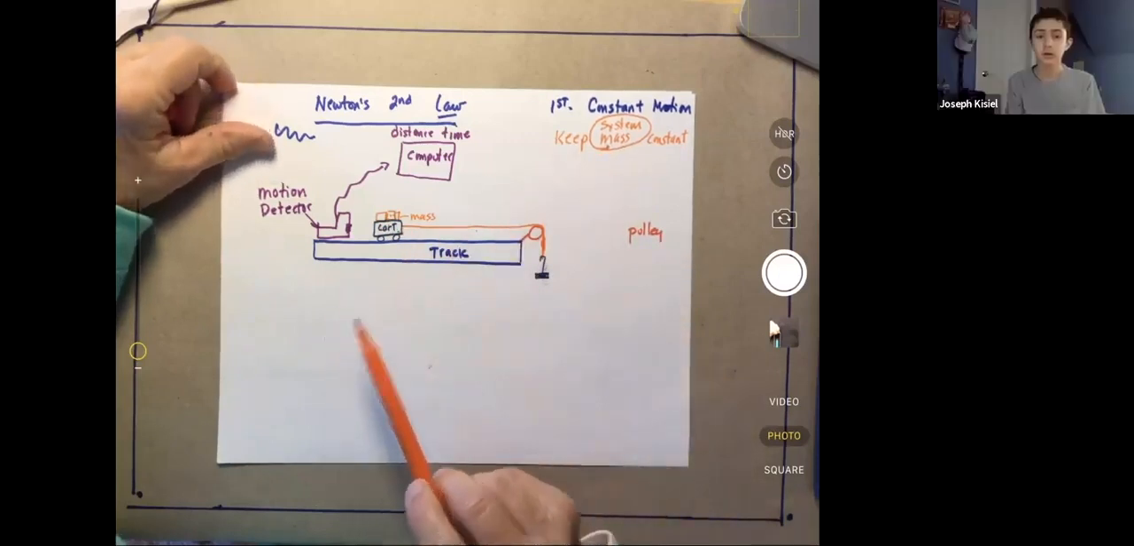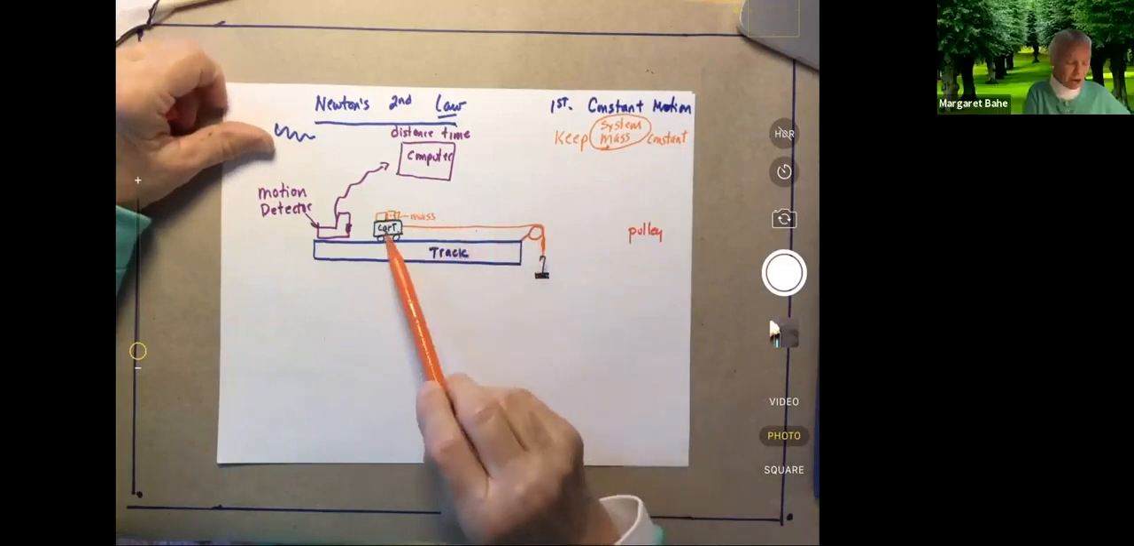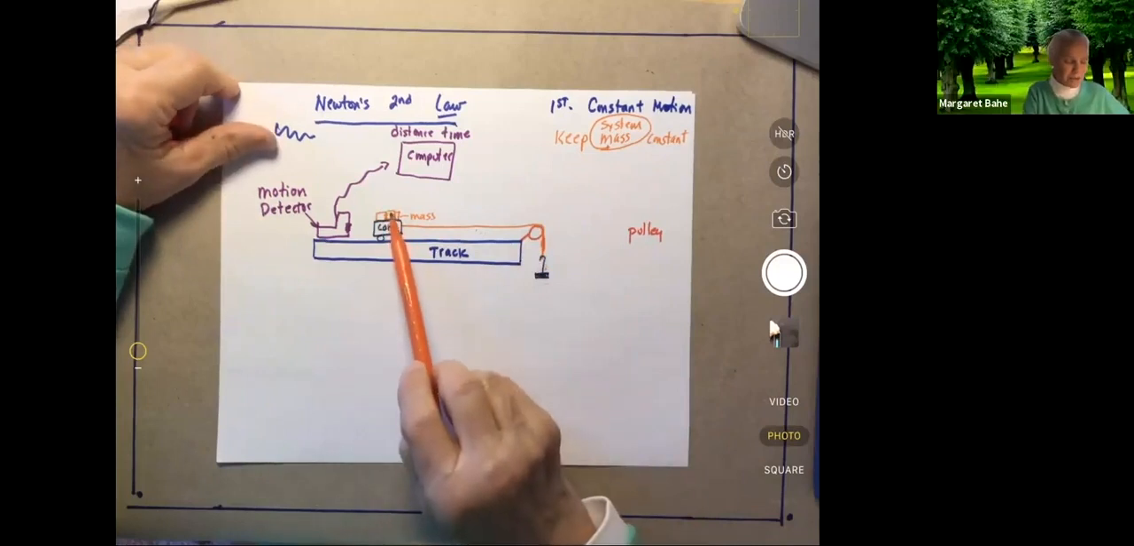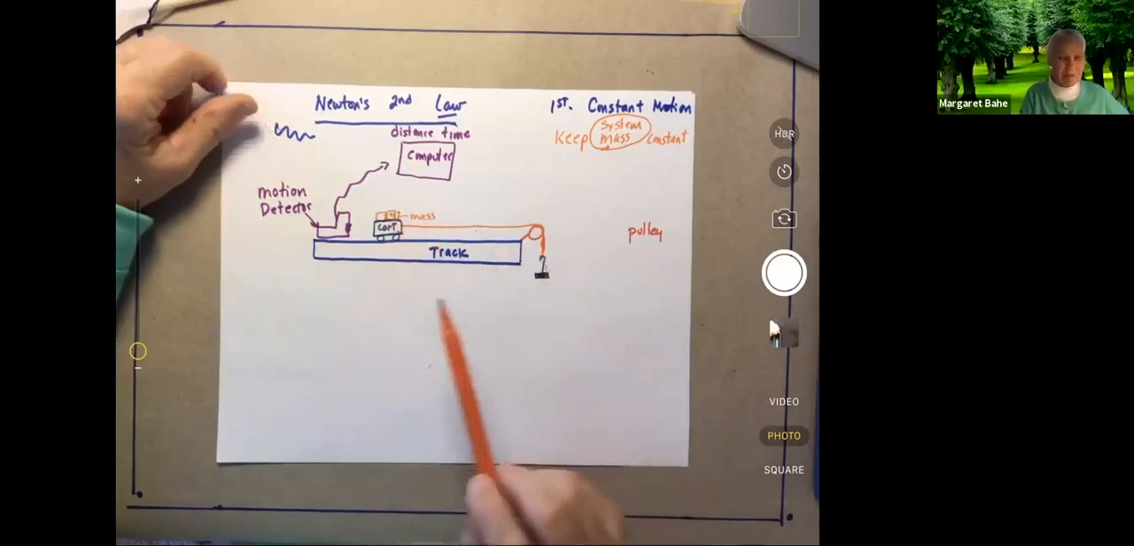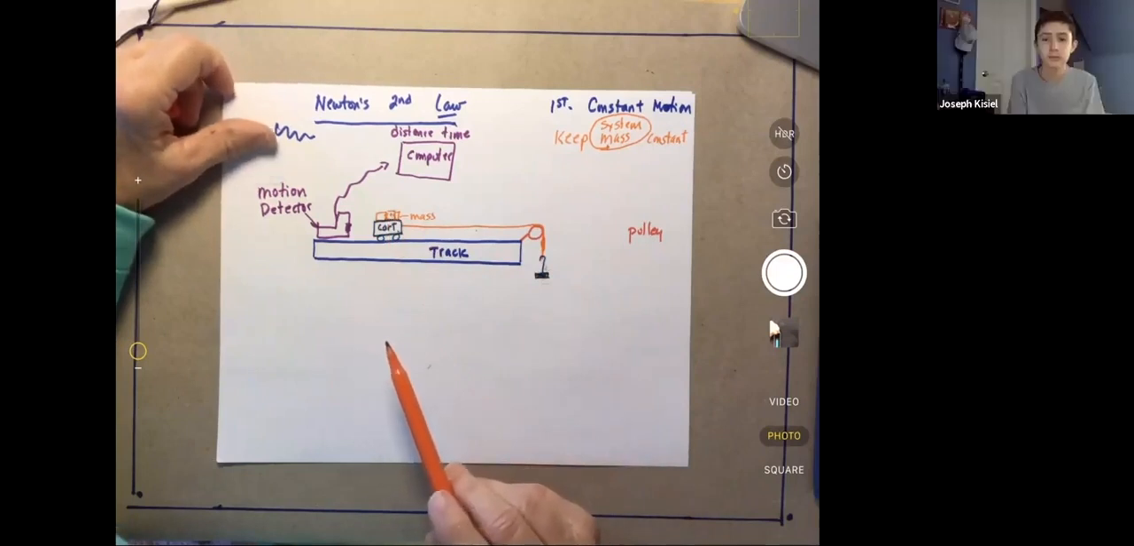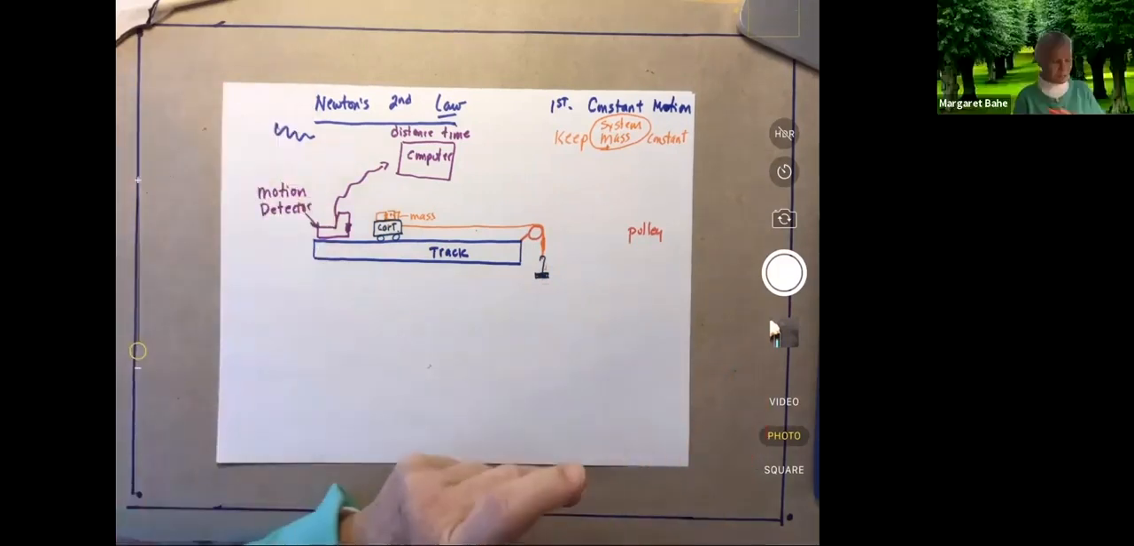No, it's of all the mass of the cart and these masses and the pan and the string. So if I move my mass from here to there, is the mass of the system the same? The total mass. Would you agree? Yes, great. That's the main point that I wanted to make right there.